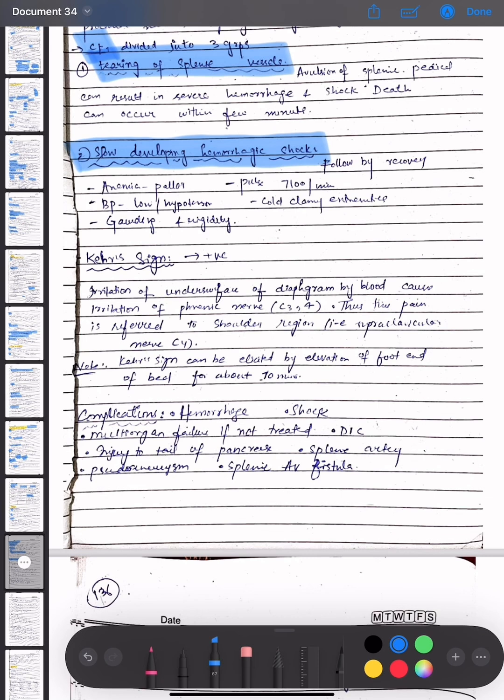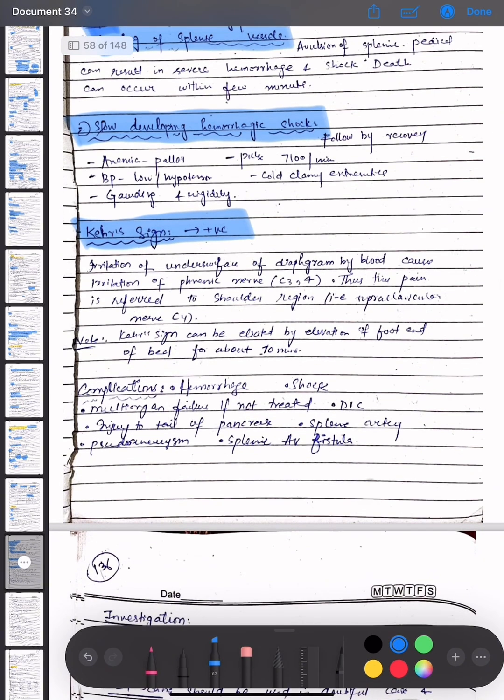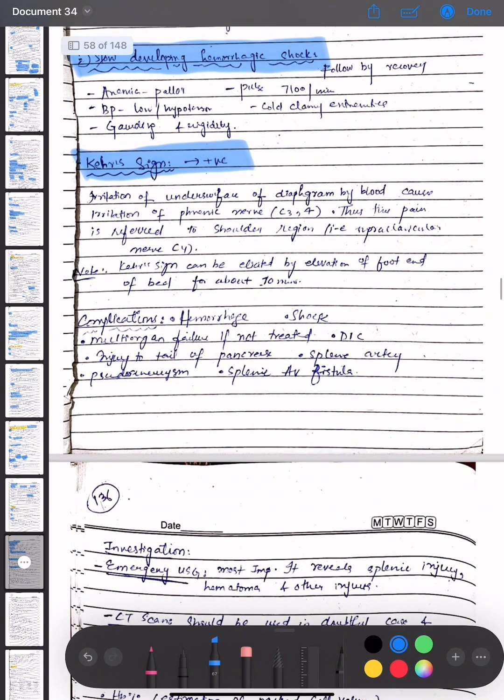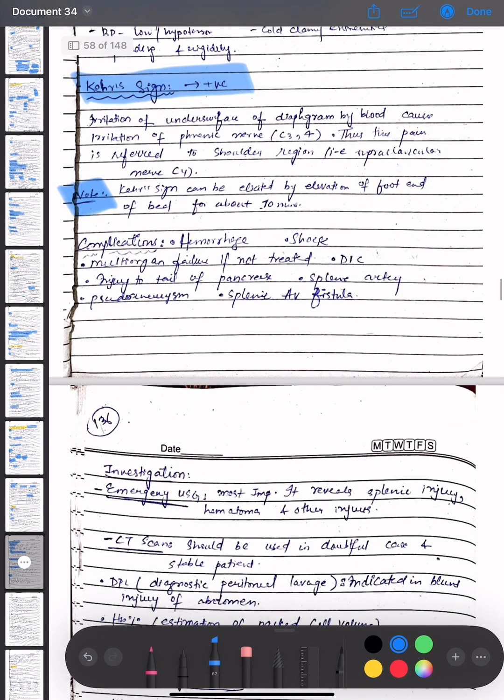Kehr sign is positive, that is irritation of the undersurface of diaphragm by blood causes irritation of the phrenic nerve, that is C3 and C4. Thus, this pain is referred to shoulder region, that is supraclavicular nerve. Note: Kehr sign can be elicited by elevation of foot end of the bed for about 10 minutes.